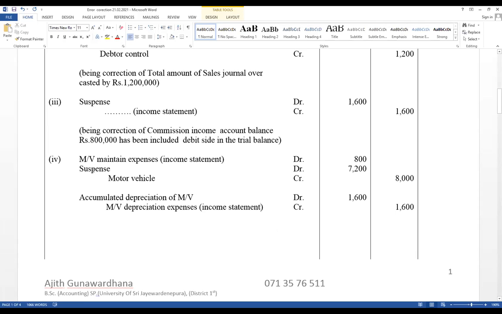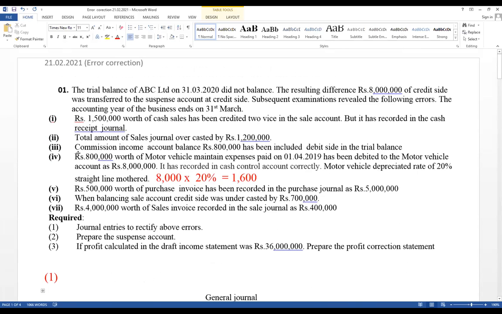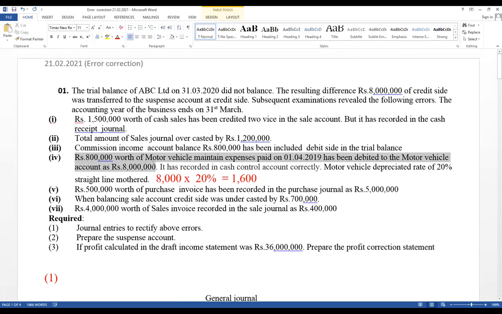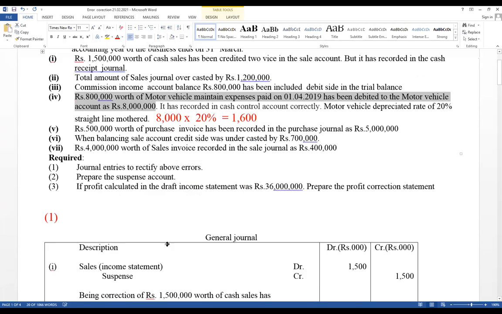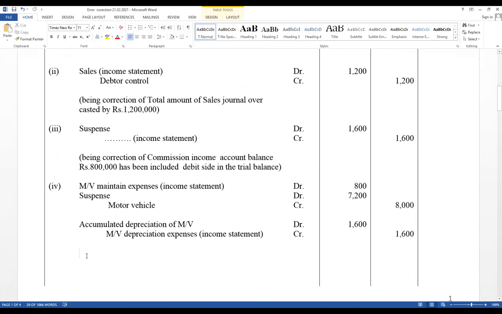Now first, complete the suspense account. Suspense account debit side 7,200. The name of the other ledger account is motor vehicle, so it affects the suspense account also. First, write the narration: motor vehicle maintenance expense has been recorded as a motor vehicle. Being correction of motor vehicle maintenance expense paid on 1st April 19 that has been debited to the motor vehicle account. Therefore, the narration should be written.